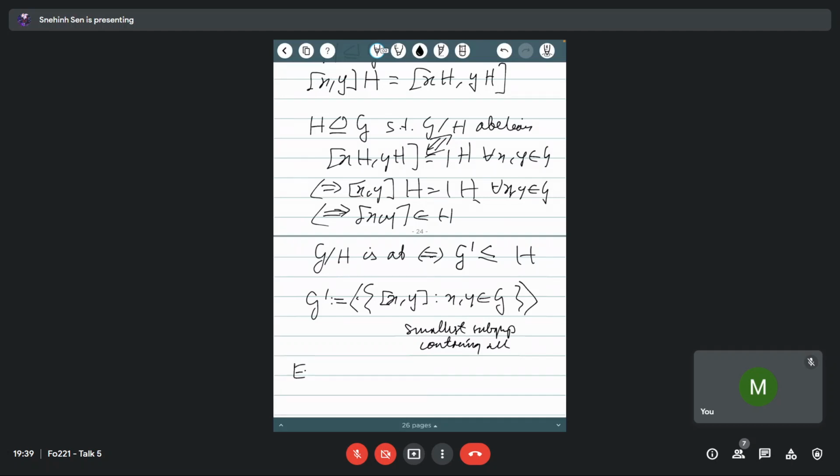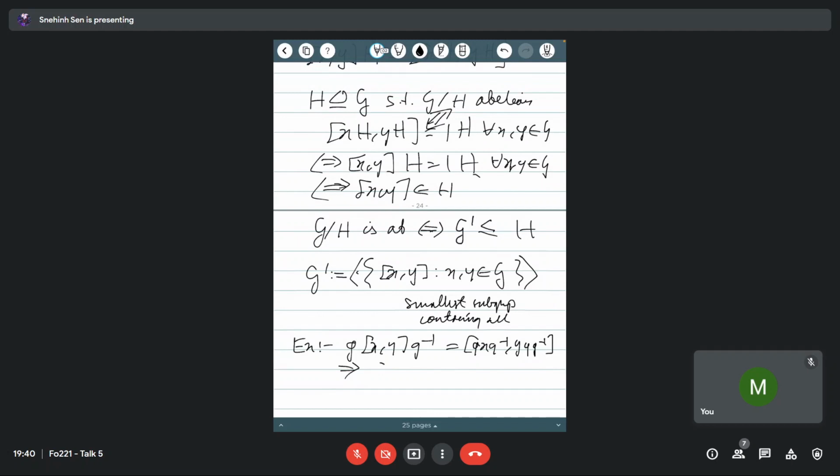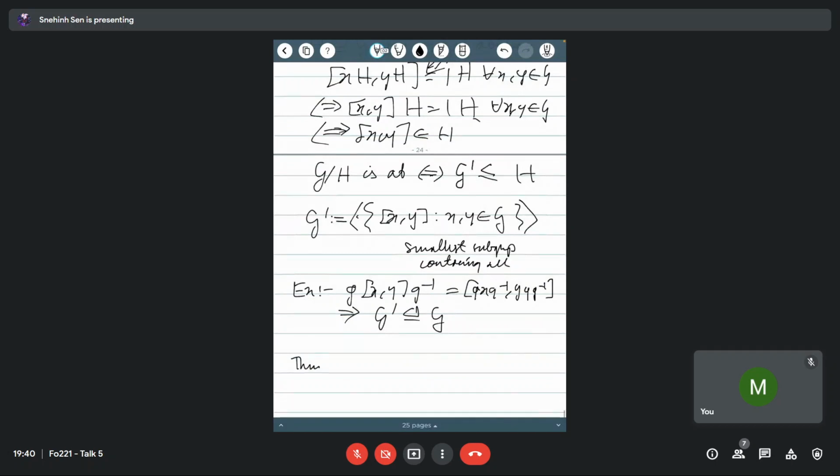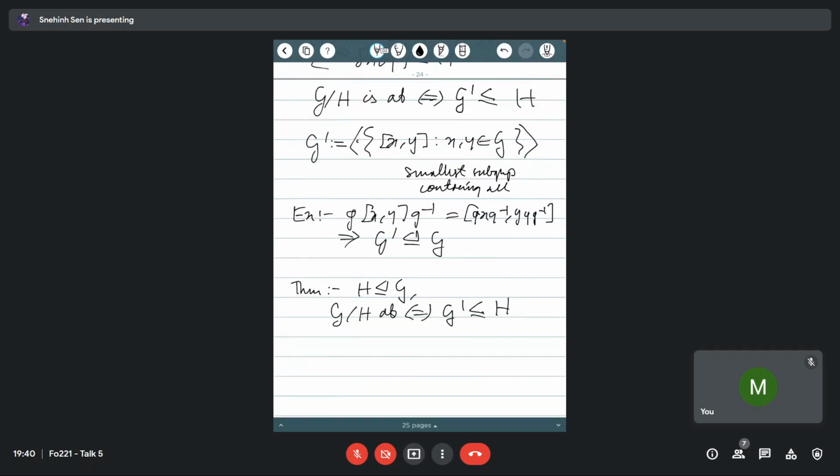And the exercise over here is basically that G xy G inverse is the same as Gx G inverse Gy G inverse. And that implies G prime is normal in G. And the theorem is: H normal in G, G mod H abelian, if and only if G prime is less than or equal to H. And so G mod G prime is the largest abelian quotient.